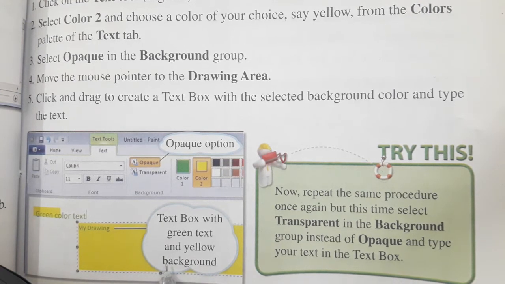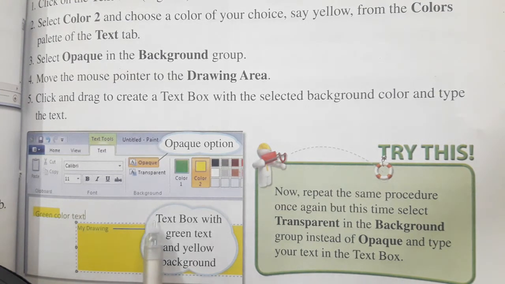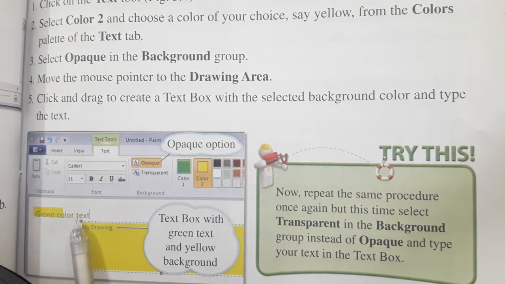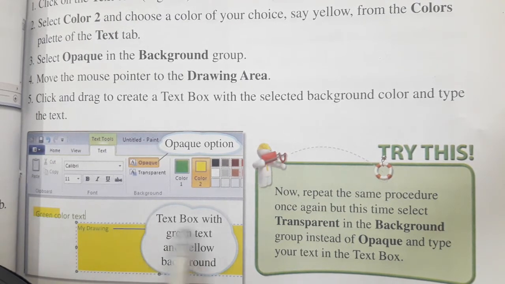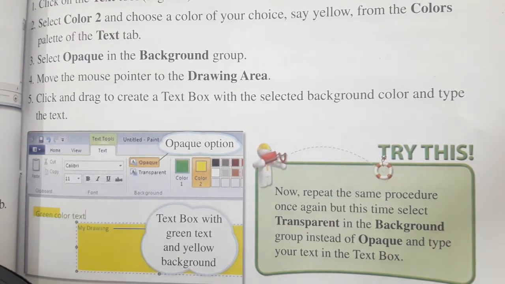And students, number 5, click and drag to create a text box. This is the text box. So with the selected background color, type the text by using your keyboard.